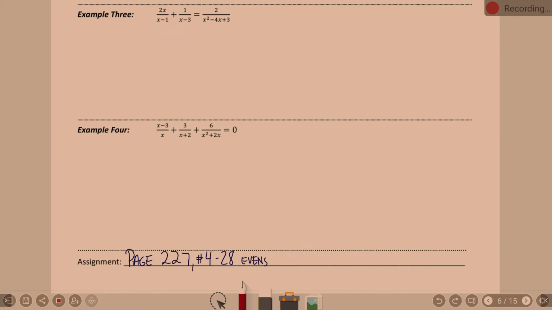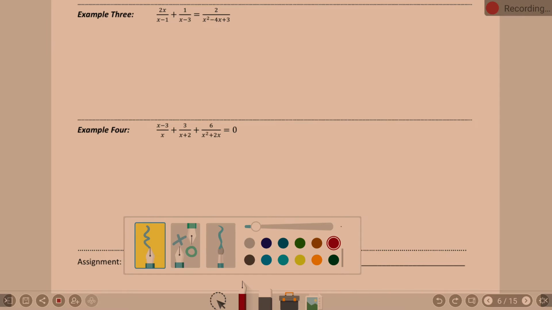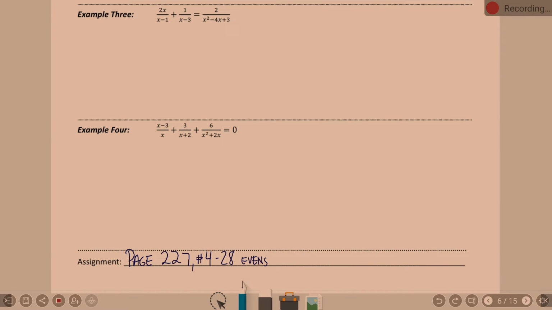Example 3. 2x over x minus 1 plus 1 over x minus 3 equals 2 over x squared minus 4x plus 3. Okay. What kind of thoughts you have here? Does the other side factor to be x minus 1, x minus 3? Let's find out. Always look for factored form of these denominators. It's going to make life much easier. And there's a lot of coincidences that just happened.